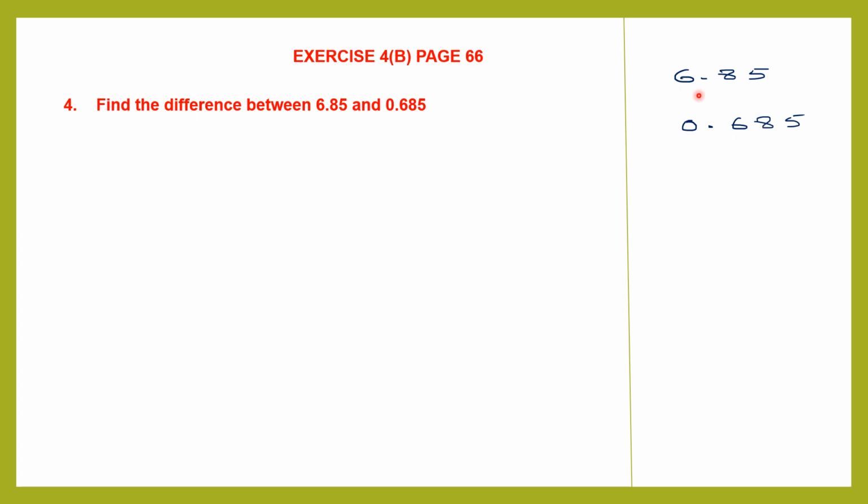at the digit in the whole numbers place. So in the whole numbers place, here we have 6 and here we have 0. So you don't even have to go further, just look at the whole numbers place. 6 is greater than 0, that means this number is greater than this. So let's find the difference.